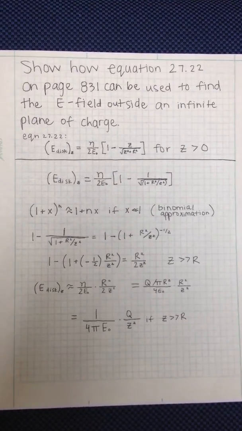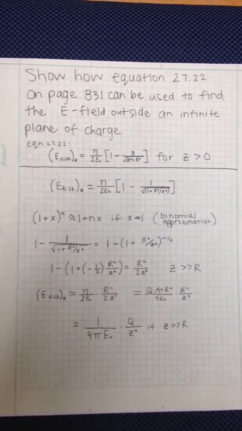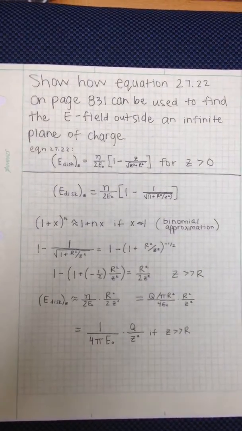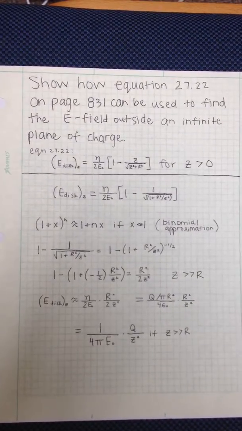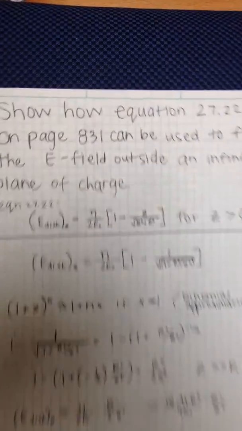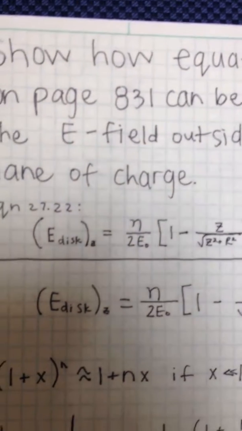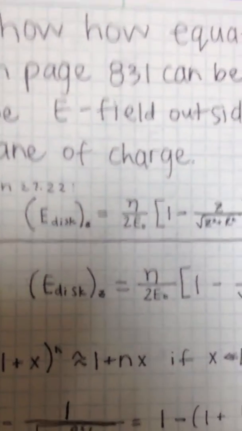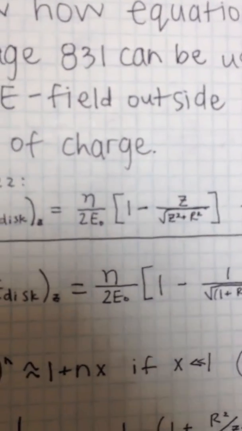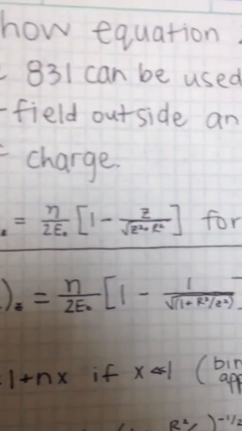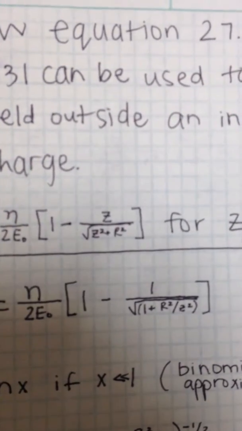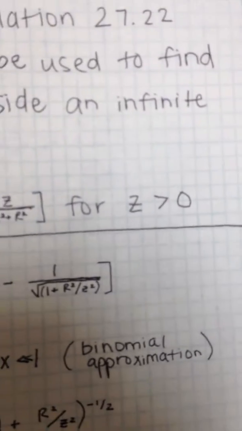The problem asks to show how equation 27.22 on page 831 can be used to find the electric field outside an infinite plane of charge. Equation 27.22 states E disk of Z equals eta, which is the surface charge density, divided by 2 epsilon naught, all multiplied by 1 minus Z over square root Z squared plus R squared, for Z greater than 0.